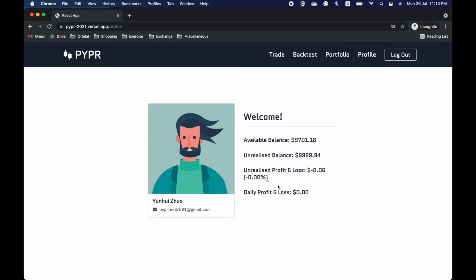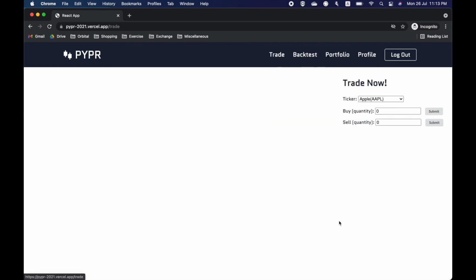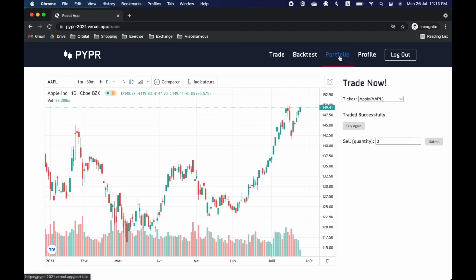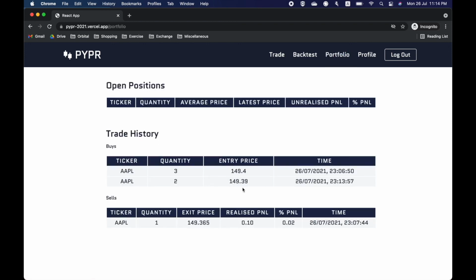The value would have changed because the stock price moves when the market is open. So with a change in price, let's say I attempt to make another purchase of 2. The price will change accordingly.